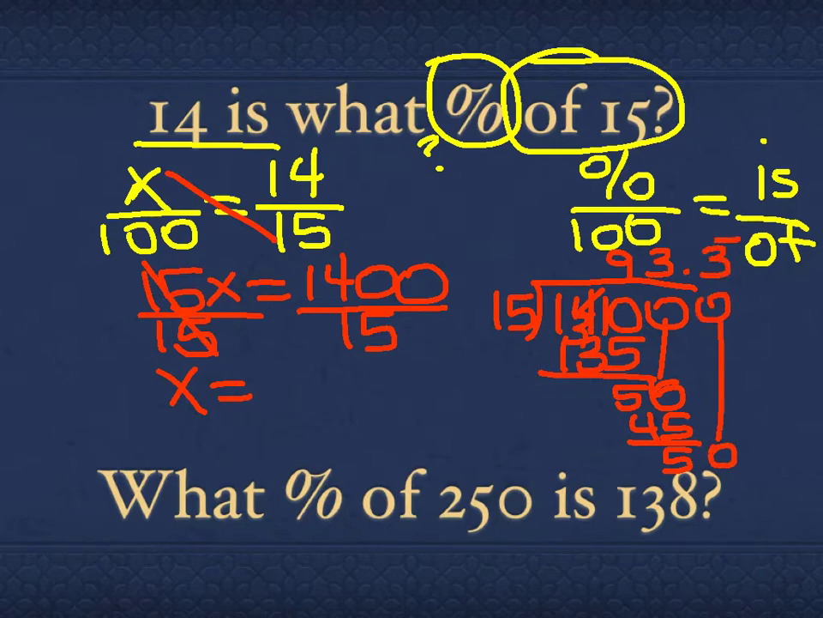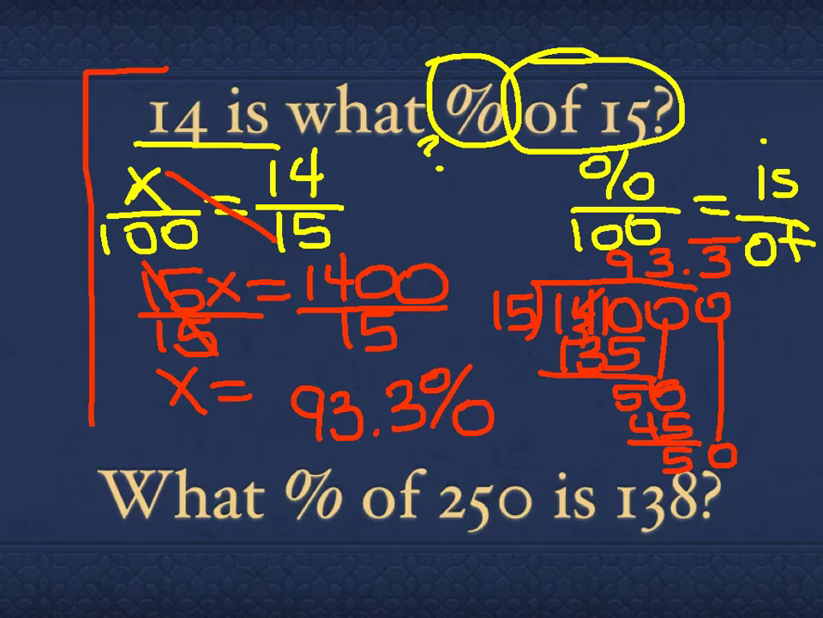So my answer will be 93.3 with a line over it. So that would be 93.3%. I'd like you to pause the movie, copy this problem and the steps to solution into your notes.